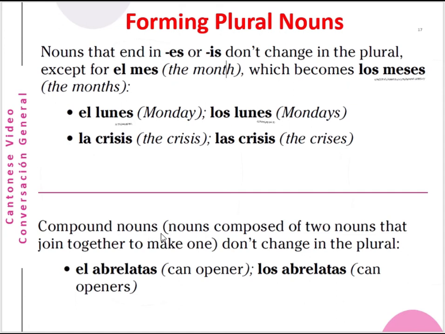And the compound nouns, the nouns composed of two words that are joined together to make one, don't change in the plural form. El abrelatas, the can opener. Because abre is open, latas is the cans. So abrelatas is a compound noun, the can opener.